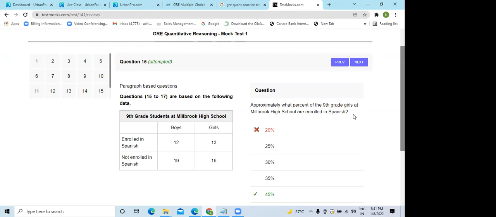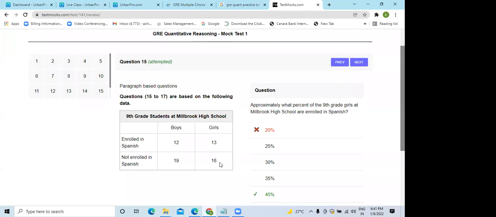Okay, so percentages. What does this question ask us to do? Approximately what percent of the 9th grade girls at Millbrook High School are enrolled in Spanish? They're asking us the percentage of 9th grade girls who enrolled in Spanish. So there were only 13 girls who enrolled. Am I right? Okay. So approximately what percentage of the 9th grade girls, not the total number of students.